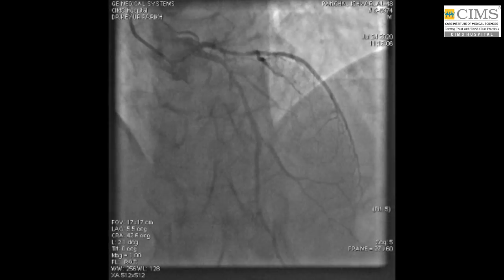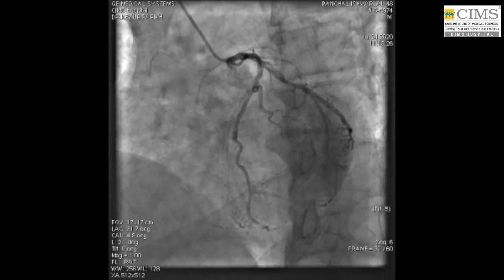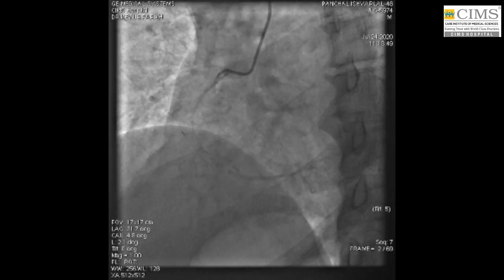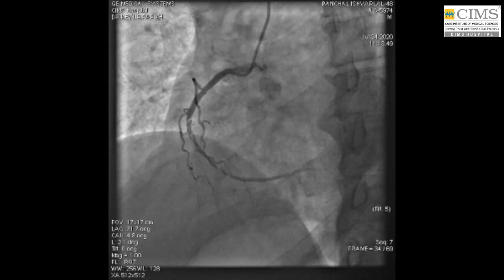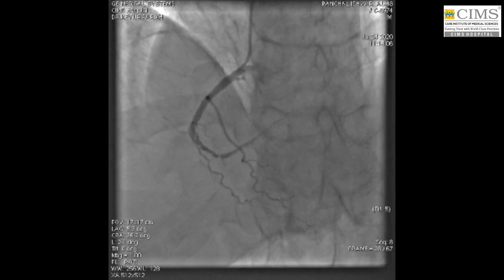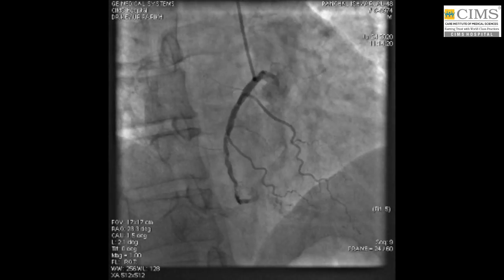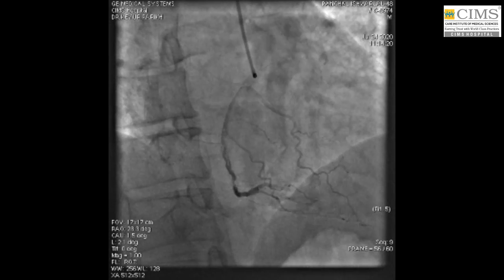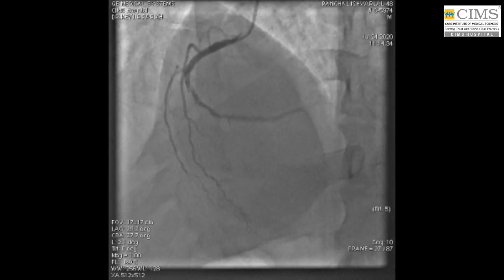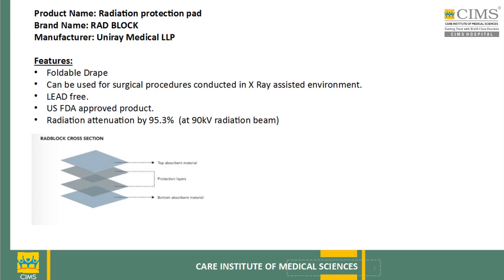As we can see, the LAD and the circumflex are free of significant disease. There are minor plaques, but what we can see is that there is an RCA lesion. There is probably an ulcerated lesion in the proximal to mid RCA, which is extending into the distal RCA. It can be acute or sometimes it can be chronic also, but definitely this lesion seems to be the culprit which is causing the patient's symptoms.